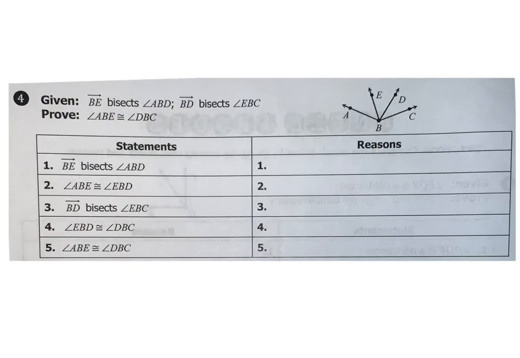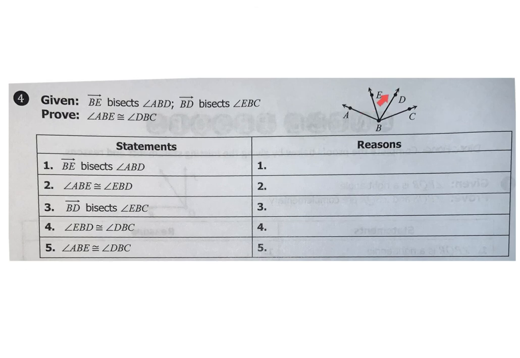All right, so number 4 says, given that ray BE bisects angle ABD, and that BD bisects EBC, prove that ABE is congruent to DBC. So, let's first see what they have told us. They've told us that this ray, BE, bisects this large angle. What does that tell us about the two smaller angles?